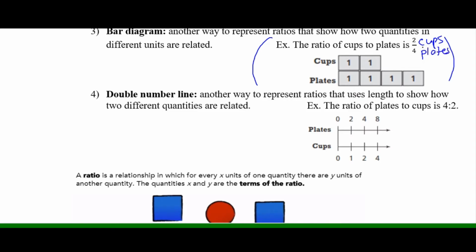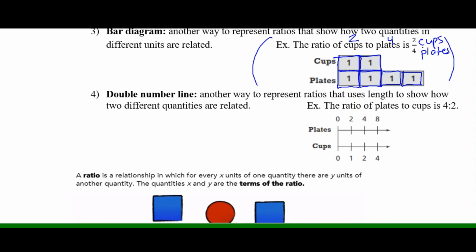So remember that we wrote order is important. So the 2 is going to go with the cups because that's the numerator, and then the 4 is going to go with the denominator, the plates. So if you want to use a bar diagram, you will draw 2 rectangles for your cups, 1, 2, because the ratio is 2 to 4. And then you will draw 4 rectangles to represent the plates. So here you can see for every 2 cups there are 4 plates. And you have to make sure that ratio is consistent. So if you double the ratio, you will have 4 cups and 8 plates.